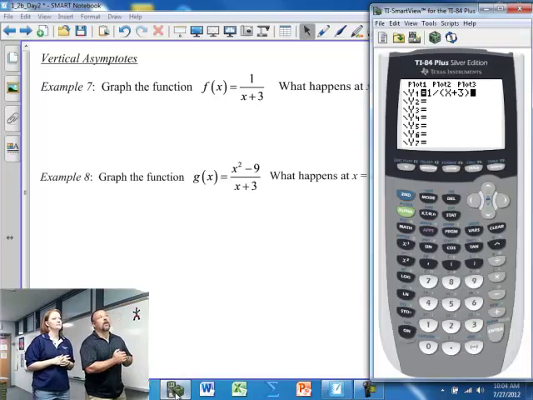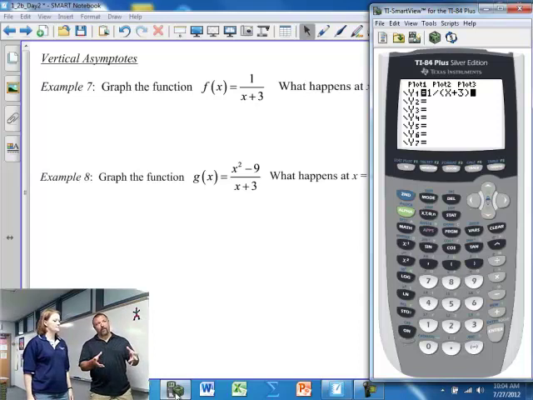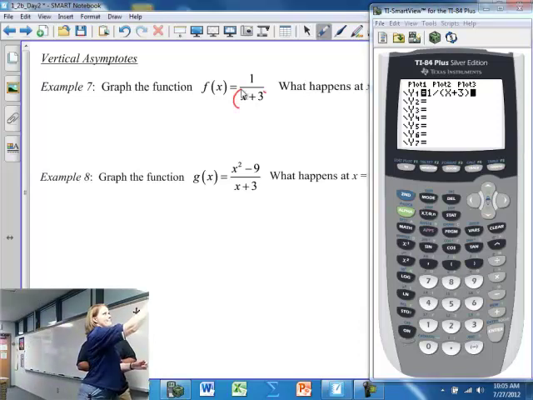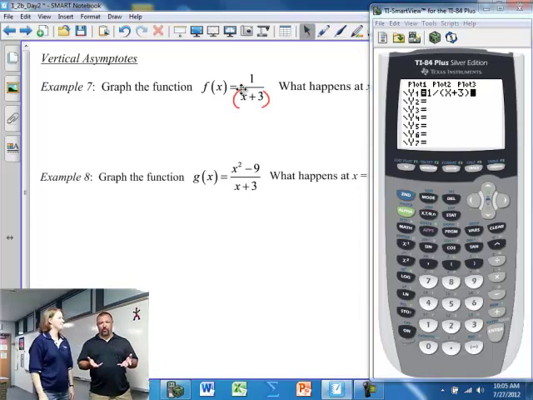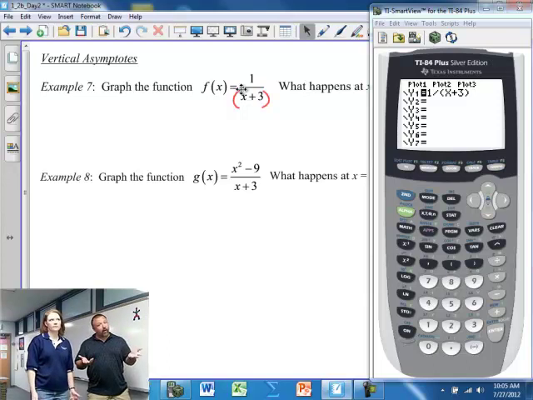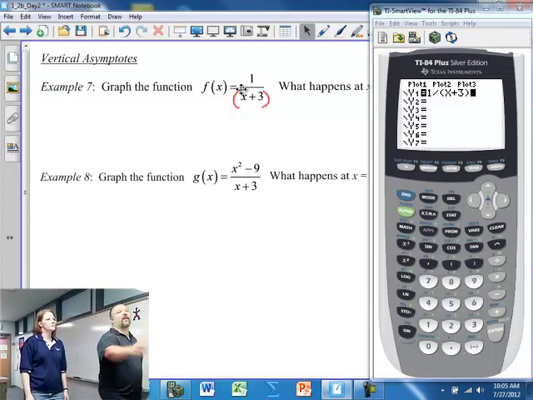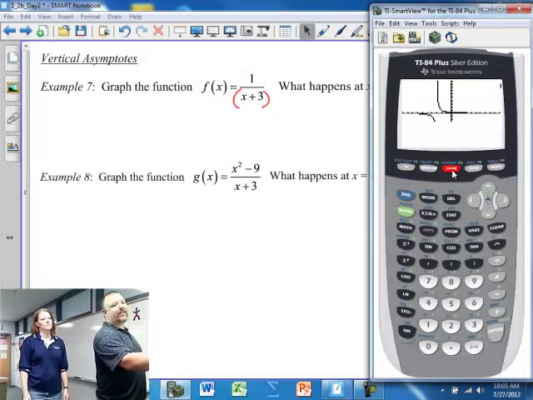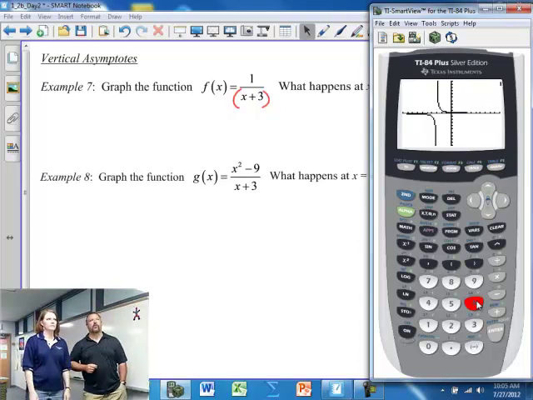Let's pull up a calculator, and hopefully it'll actually pull up. There it is. We're going to graph the function 1 over x plus 3. We brought it up here just to reinforce the fact that you have to type this correctly. When you have more than a single term in the numerator or denominator, you have to put parentheses around it. We don't have one around the 1, but if you did, it wouldn't be wrong. If you don't see the graph, press zoom 6, and it will re-zoom your window back to a standard window.